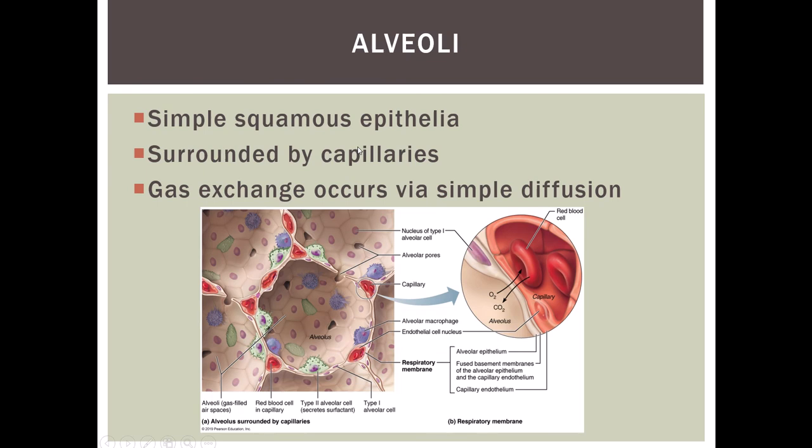The alveoli themselves are simple squamous epithelial tissue and that's surrounded by really extensive capillaries so that oxygen and carbon dioxide are being exchanged all of the time. Oxygen loading into the blood, carbon dioxide unloading out of the blood. That gas exchange actually just takes place via simple diffusion, doesn't require any energy, just occurs all of the time, constantly.